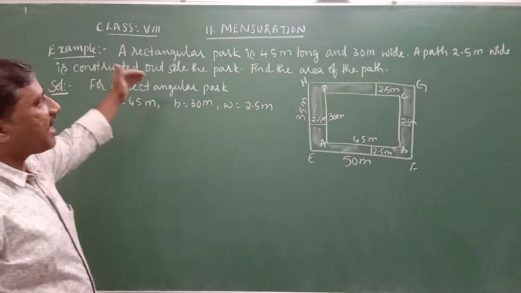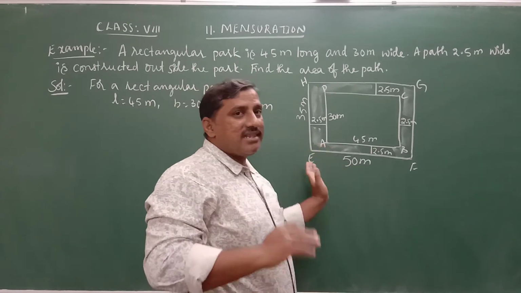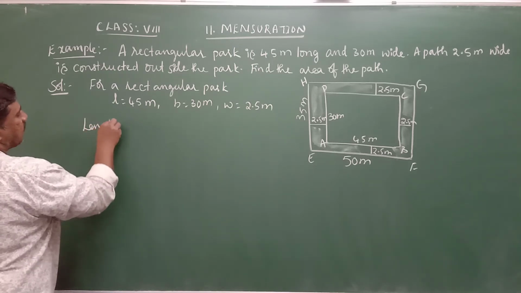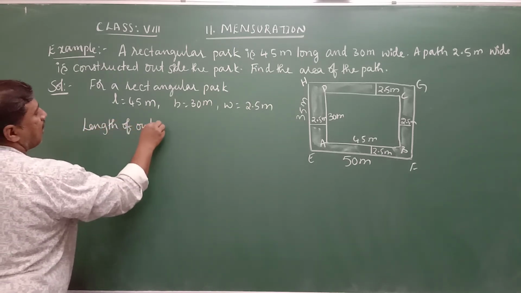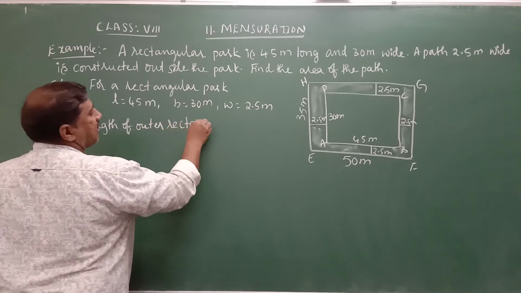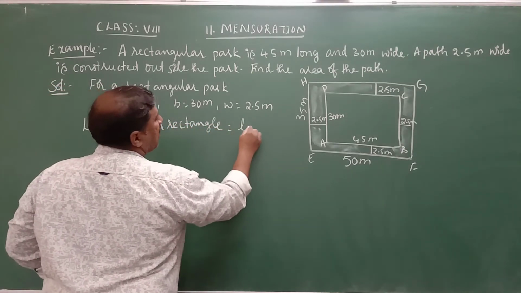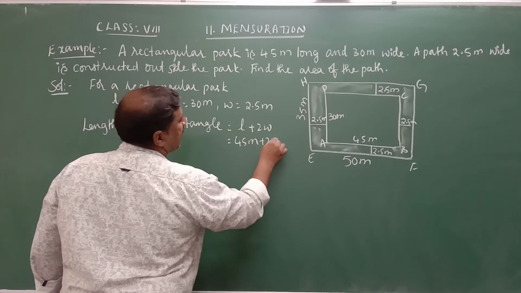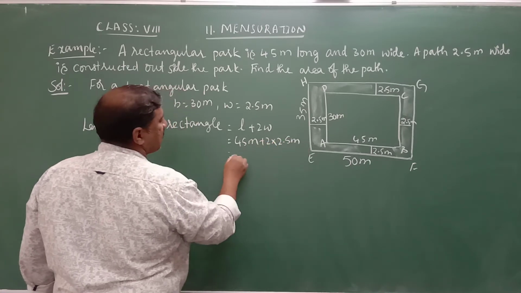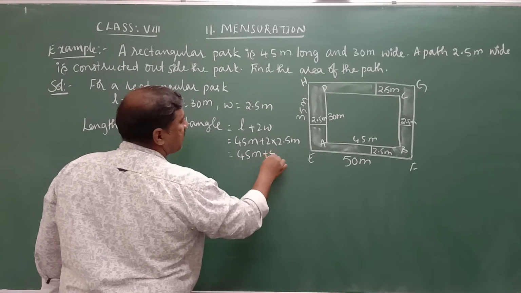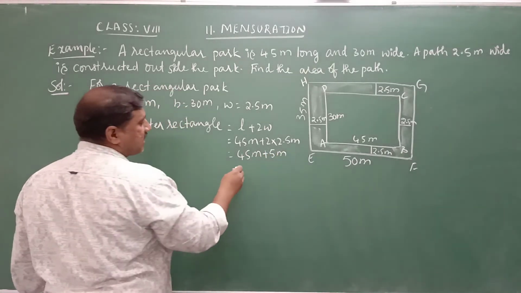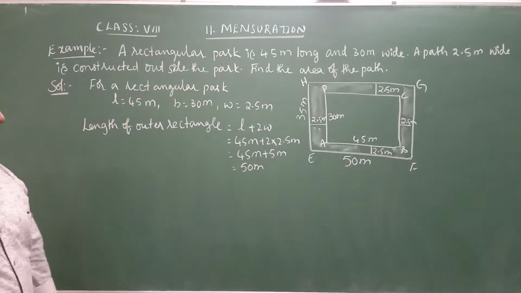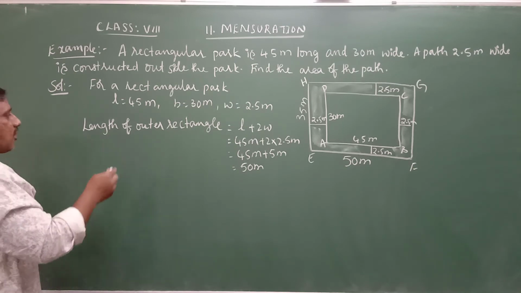So first, before finding the area of the path, find the length and breadth of the outer rectangle. The length of the outer rectangle is l plus 2w. That is 45 meters plus 2 into 2.5 meters, which is 45 meters plus 5, which is 50 meters. So the outer rectangle length is 50 meters.